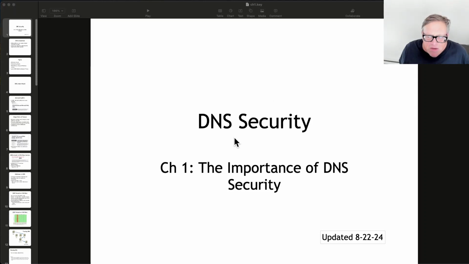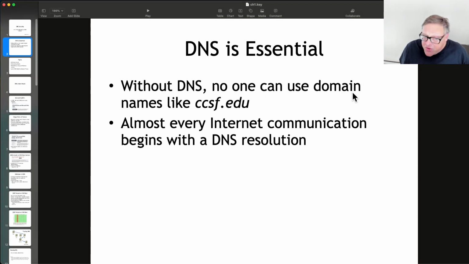All right, let's start talking about the first chapter here, and feel free to keep the questions coming if you like. So, DNS is essential. You can't get anything done without it practically. Almost nobody refers to anything by direct IP address. You use an alphabetic domain name like ccsf.edu, and you can't send or receive any traffic from a name like that. You have to turn it into an IP address, so that's what DNS does.